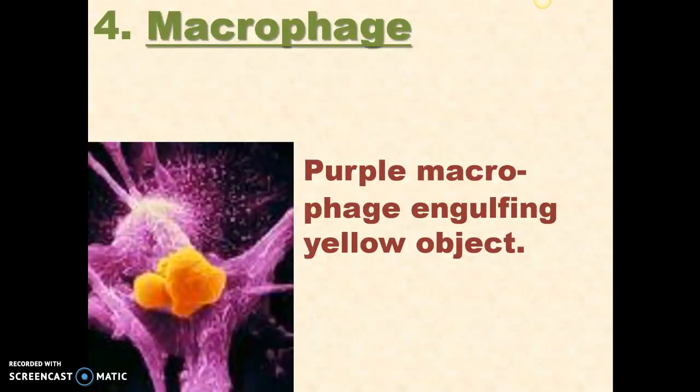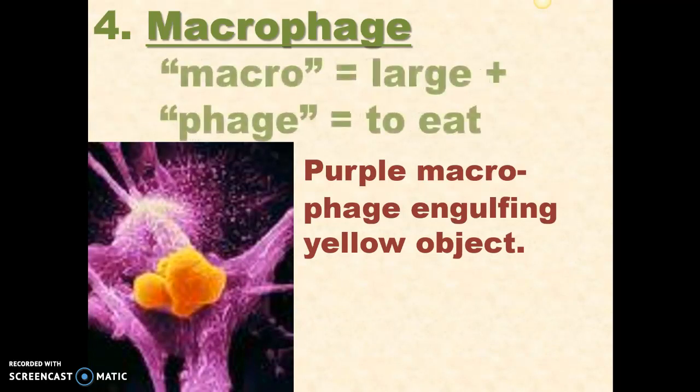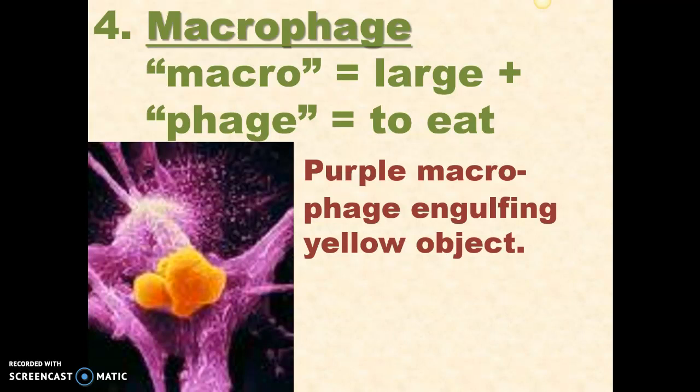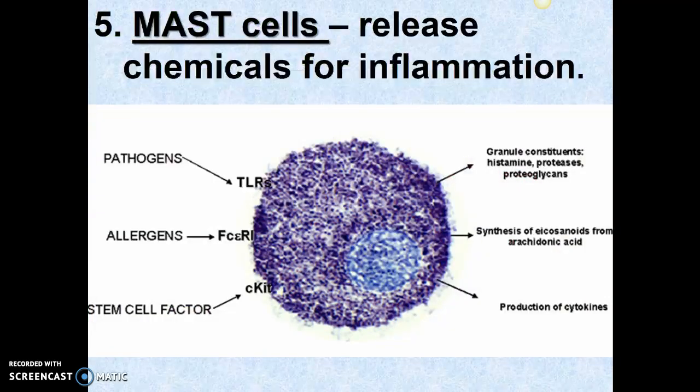Macrophage, macro, big, phage, eater. It's a white blood cell. They've stained it purple so you can see it eating a little yellow object, probably some bacteria or something, I don't know what. Phago, eat, macro, big. Mast cells, these are all blood cells now.